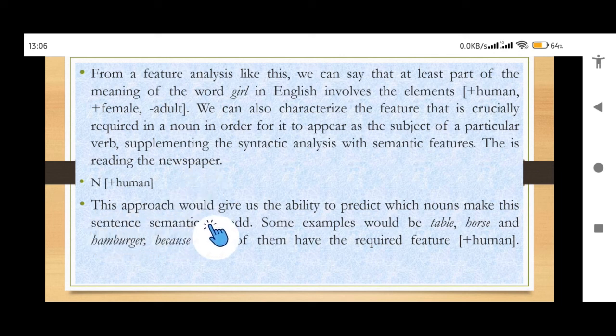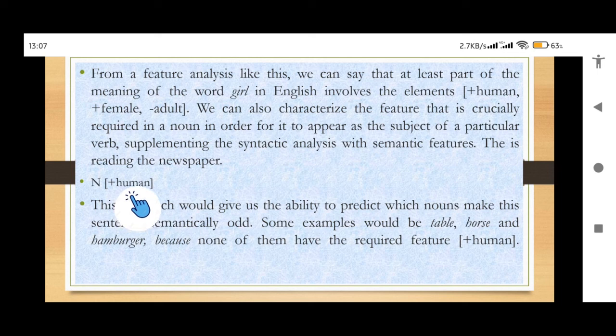So this approach gives us the ability to predict which nouns make this sentence semantically odd. Some examples would be table, horse, hamburger, because none of them have the required feature plus human being. So when we say "the dash is reading the newspaper," we cannot use the hamburger, the horse, or the table, because these words don't have the capability of reading. So for the verb reading, which subject is suitable? That is a noun, and it should be a human being.